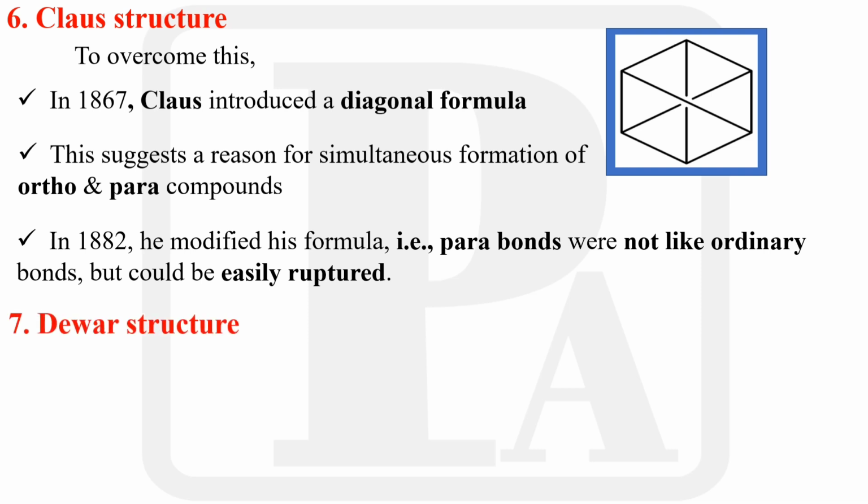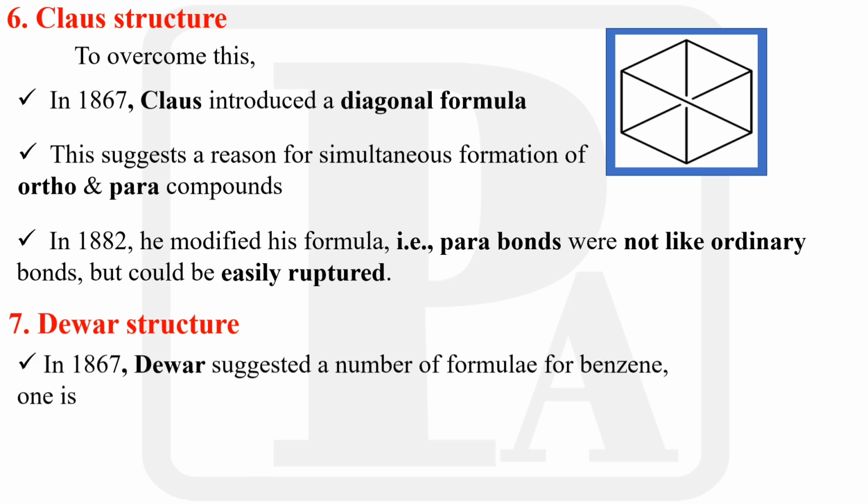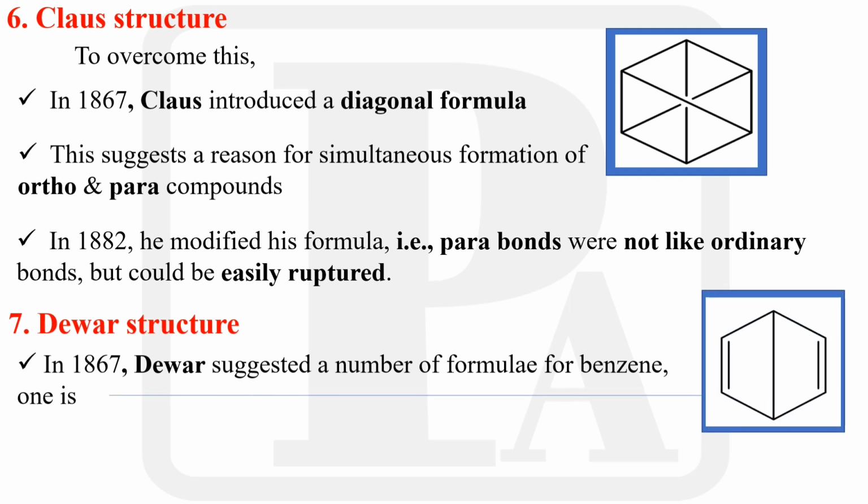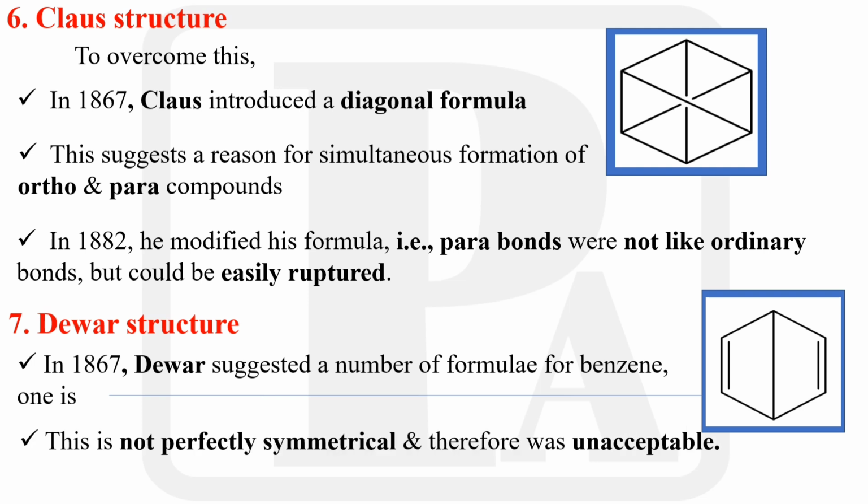The next scientist is Dewar. In the year 1867, he suggested many formulae for benzene, and one is this one. This formula is not perfectly symmetrical. That's why it is not accepted.